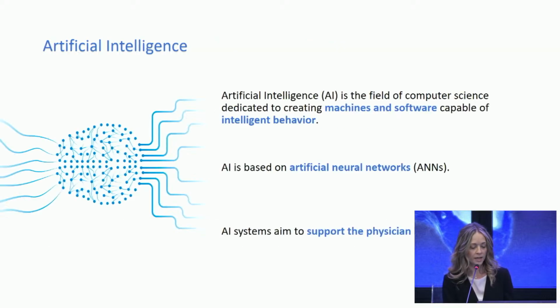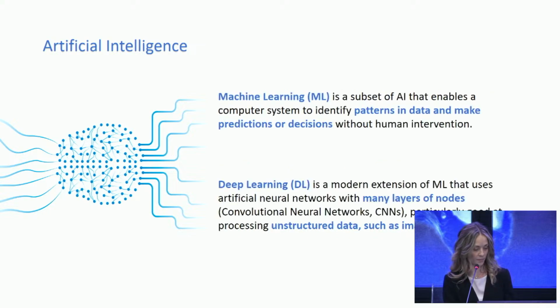And that's where artificial intelligence comes in. Artificial intelligence is the field of computer science dedicated to creating machines and software capable of intelligent behavior, and is based on artificial neural networks. In medicine, an artificial intelligence system aims to support the physician in his practice. And in particular, machine learning is a subset of artificial intelligence that enables a computer system to identify patterns in data and make predictions or decisions without human intervention.